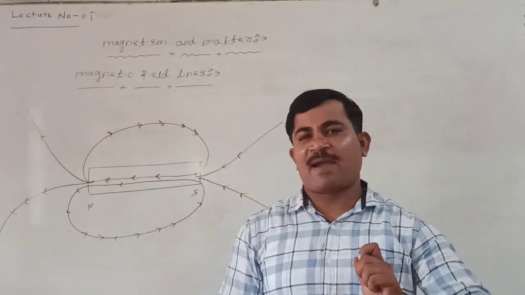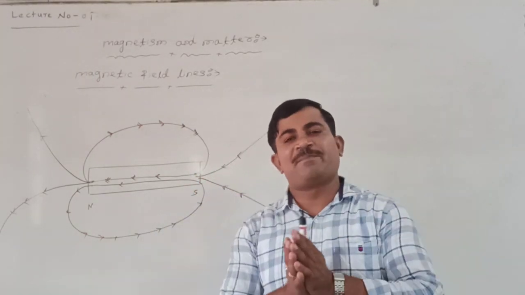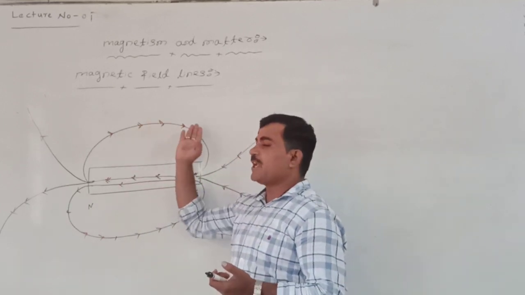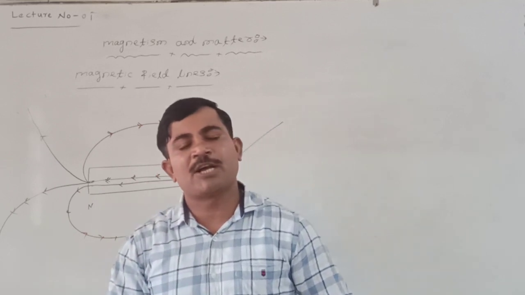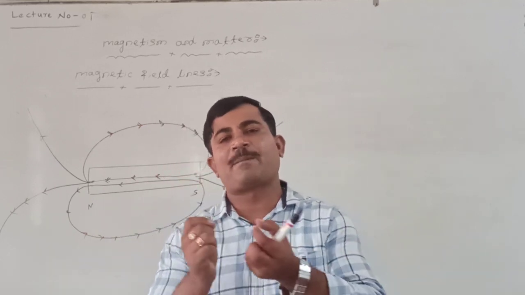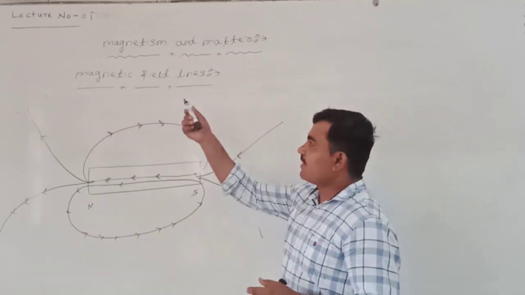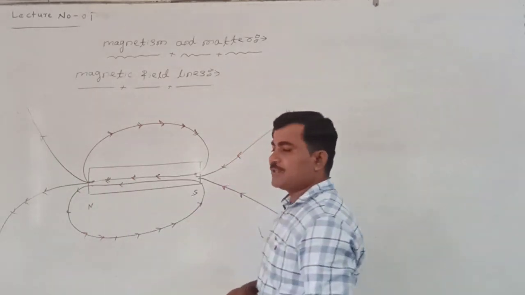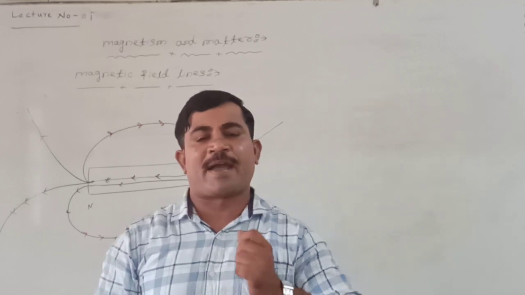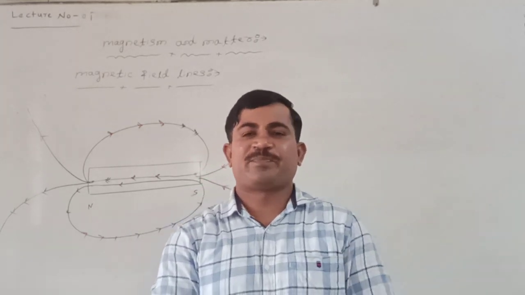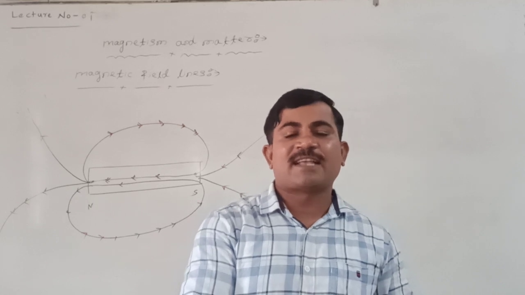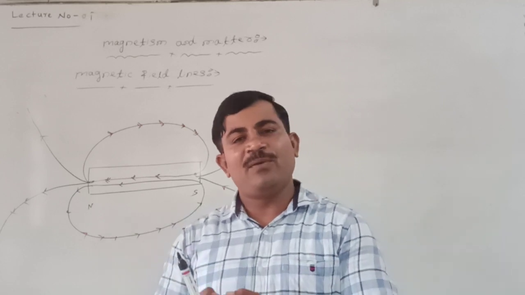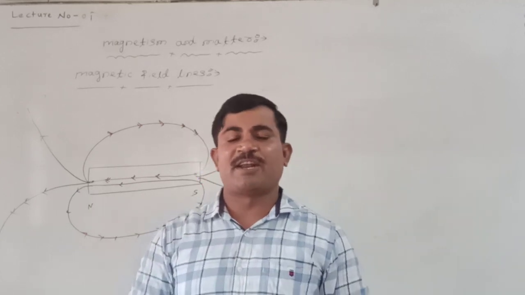Now let us see what magnetic field lines are and what the properties of magnetic field lines are. Magnetic field lines are nothing but imaginary curved lines, the imaginary curved lines which represent the magnetic field of a magnet. Those we call magnetic field lines. These magnetic field lines have definite properties. Then let us see in detail what the properties of the magnetic field lines are.